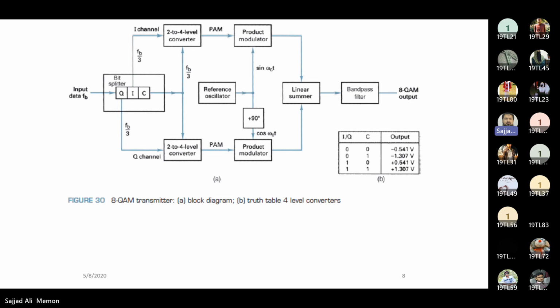And you can see the magnitude is from here. When C is 0, we have a magnitude of 0.541. When 0, again, we have 0.541. When it is 1, it is 1.307. Only the polarity is determined by I and Q. When both are 0, then the polarity is negative. When both are 1, the polarity is positive. So the output will be plus or minus 0.541 sine omega ct and plus or minus 0.541 cos omega ct, or plus or minus 1.307 sine omega ct and plus or minus 1.307 cos omega ct.